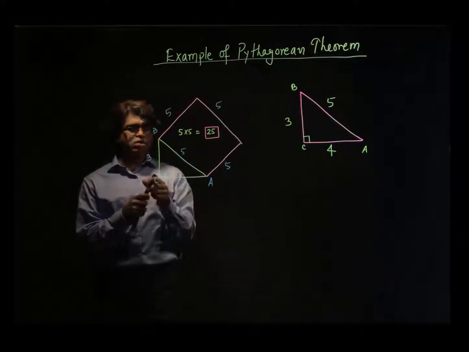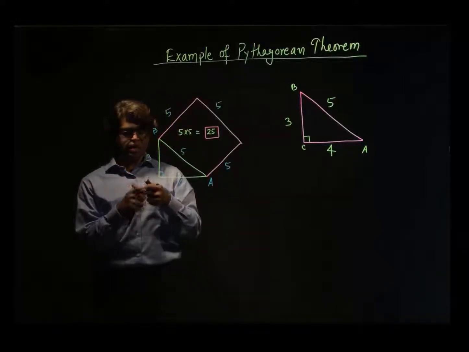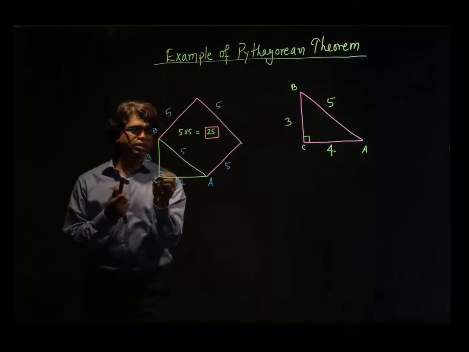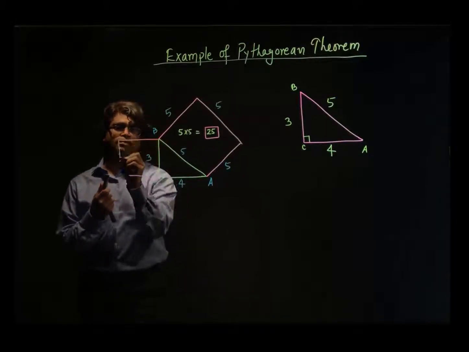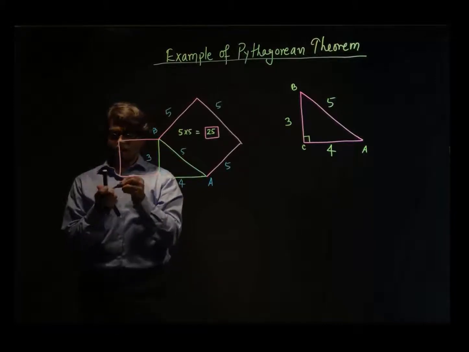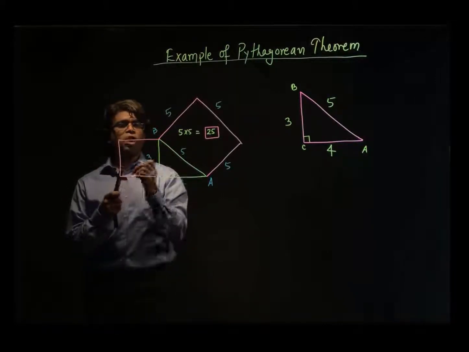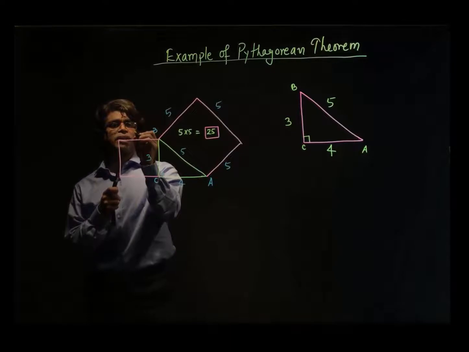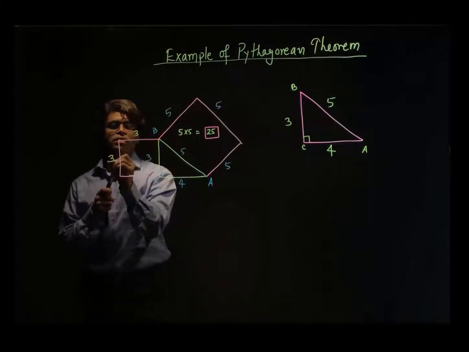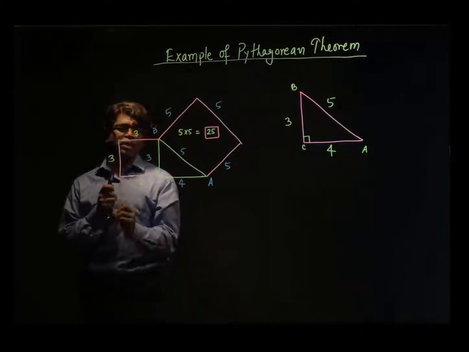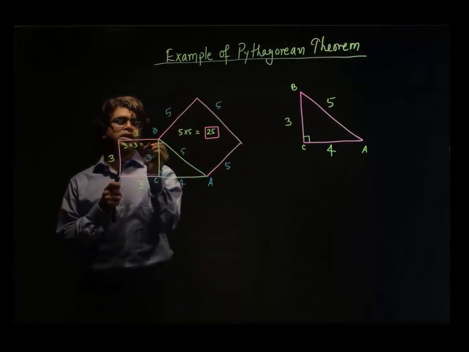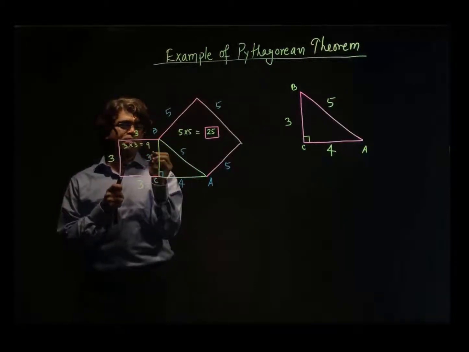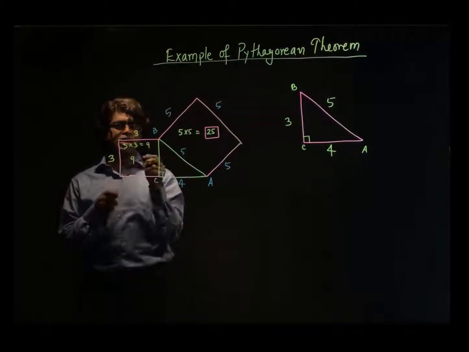Now let's draw a square on this side, side 3 of the triangle. This is my square, and as you know, all the sides of a square have the same length. So this is 3, this is 3, and this one is also 3. So the area of this square will be 3 times 3, which is 9. So the area of this square is 9 units.